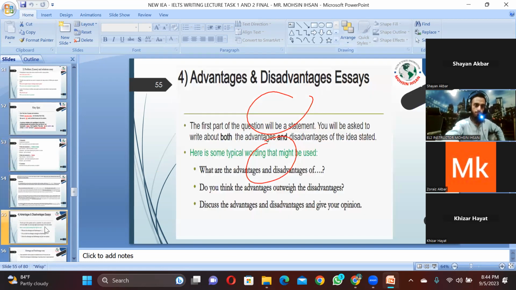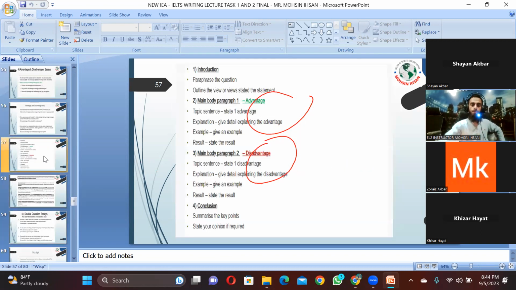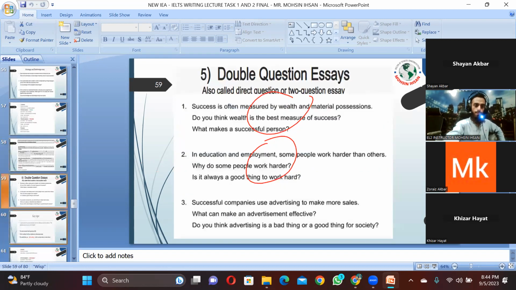Next is, this is the template, 1 minute. Advantages and disadvantages, same structure. One paragraph for advantages, another for disadvantages, and double question essay, one paragraph for one question, the other for another question, right? If that is not asking your opinion, right?